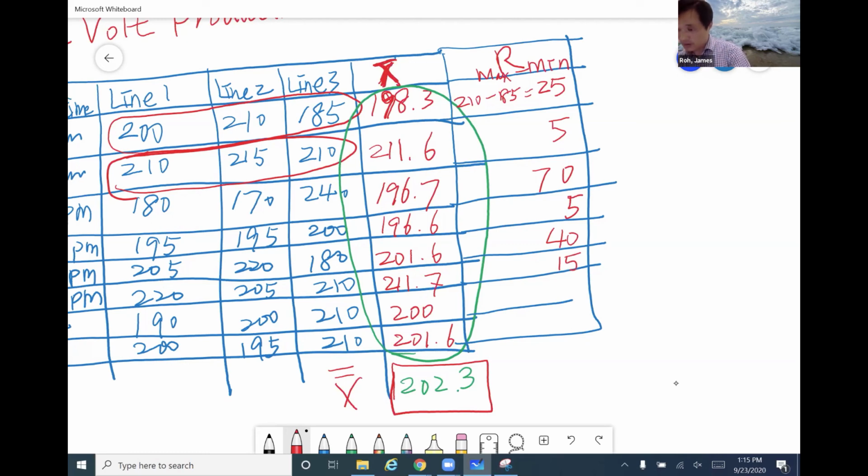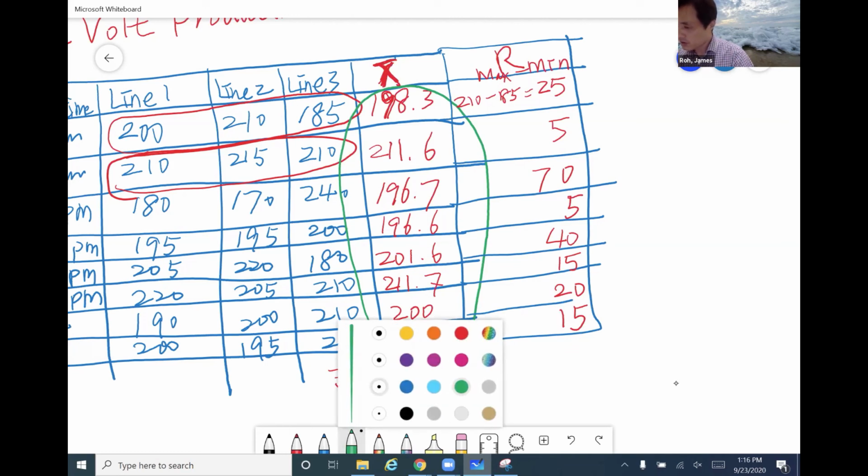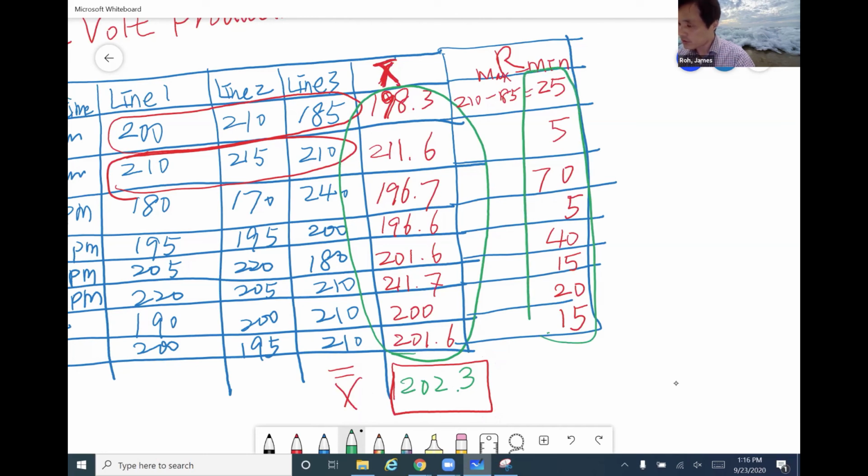And 220 minus 205 is 15. And 210 minus 190 is 20. And 210 minus 195 is 15. And can you calculate the average of this? Okay, so what is the average of these numbers? So R bar equals, I got 24.4. 24.4. The same? You got the same answer? Yeah, I also got the same. Very good.